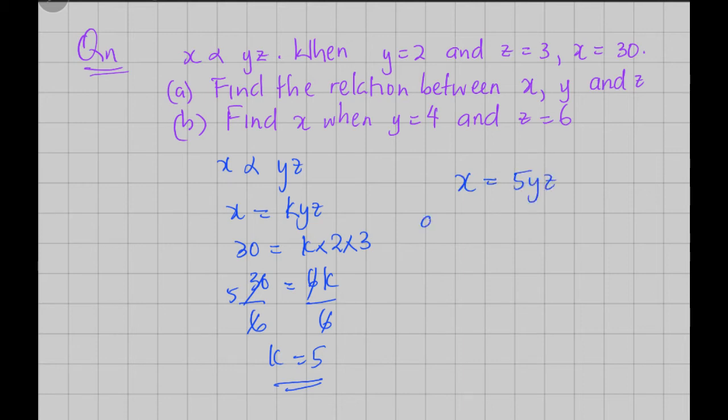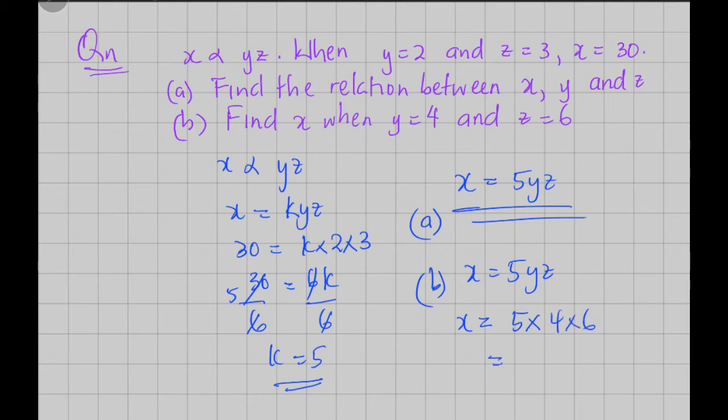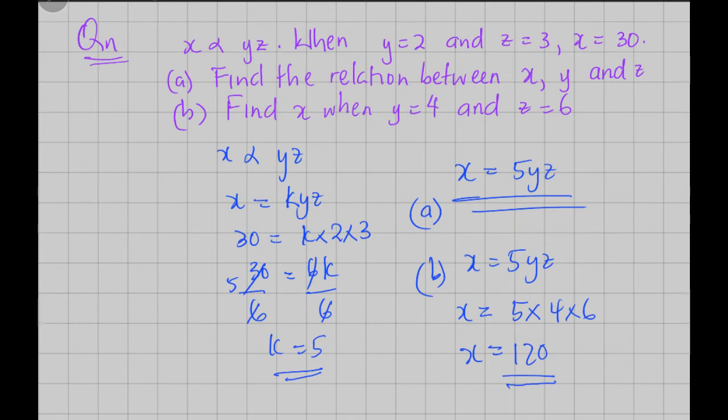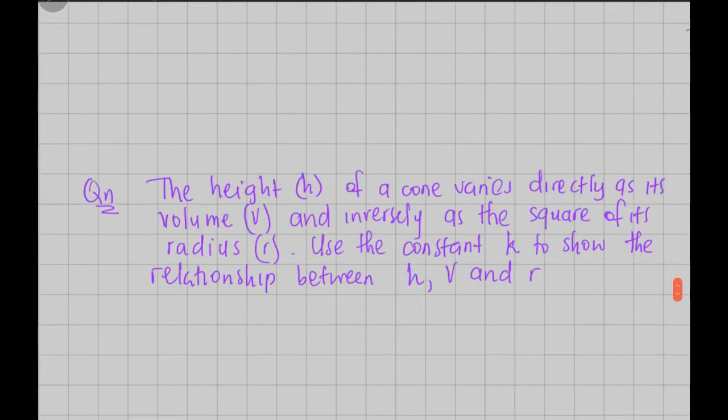Part A says find the relationship between x, y, and z, which we have found. Now move on to part B. Find x when y is equal to 4 and z is equal to 6. So x is equal to 5yz. x is the unknown, and our y is 4 and our z is 6. So 5 times 4 is 20, 20 times 6 is 120. So our x is 120 when y is equal to 4 and z is equal to 6.